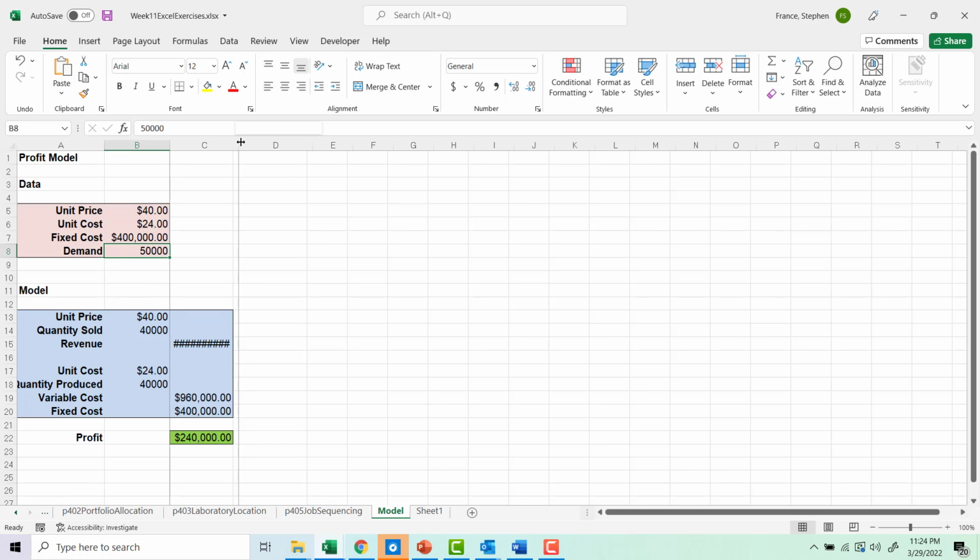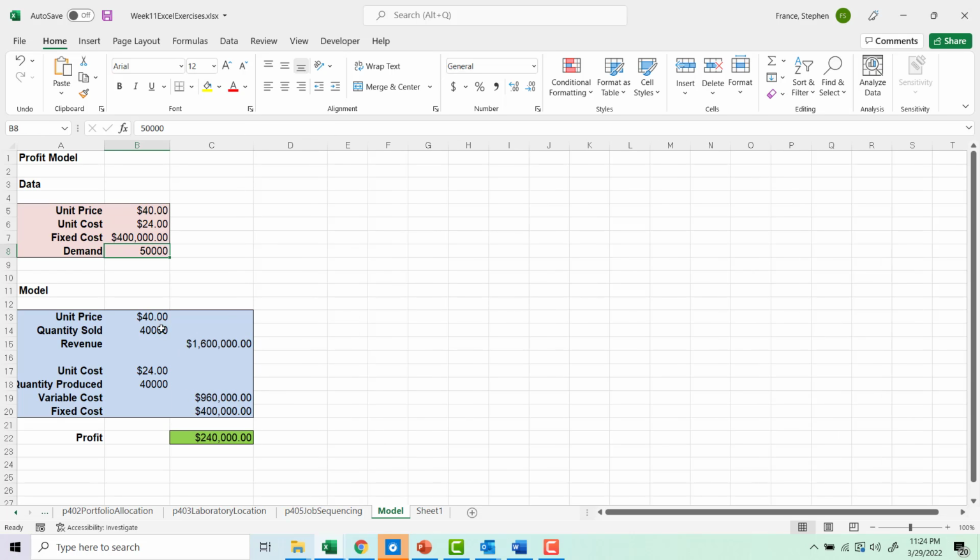And we can kind of put this into a model to calculate the revenue. So we have the unit price here, which is $40. We have how many that we actually are going to sell. And that's kind of the maximum available. And then we have the revenue. So the revenue is just the unit price times the quantity sold.